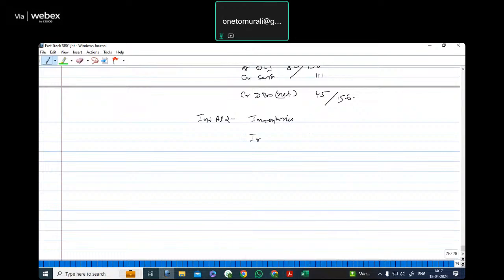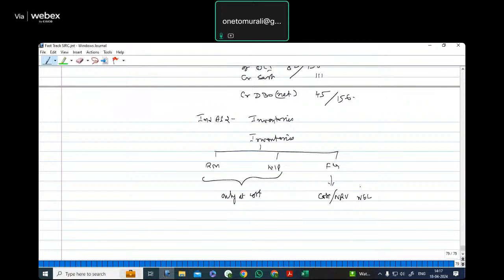Inventories are to be understood as there are three divisions, subdivisions that we have. One is raw material, the other one is work in progress, the other one is finished goods. Raw material and work in progress are to be valued only at cost, whereas finished goods are to be valued at cost or NRV, whichever is lower. But generally people carry the message that inventories are to be valued at cost or NRV, whichever is lower, which is not the case. For raw material and WIP, only at cost. So for finished goods at cost or NRV, whichever is lower.